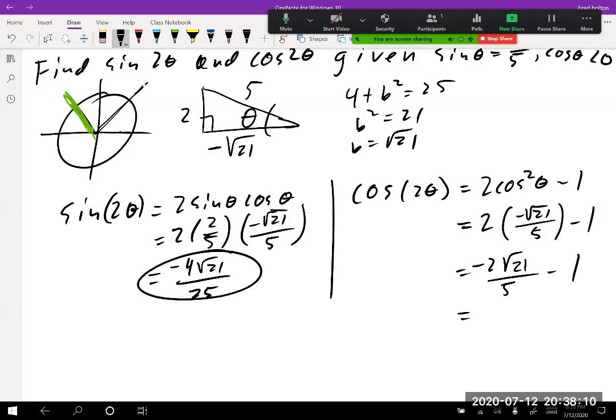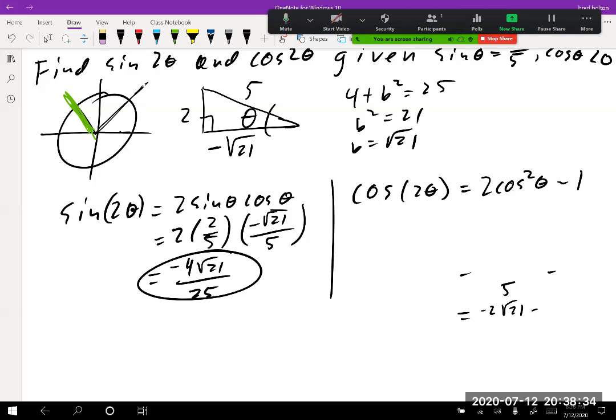Oops, I'm doing the wrong problem. Hold on. Yeah, okay, so this would be what? Negative 2 square roots of 21 minus, let's see. Oh, I know what I did wrong. Okay, I know what I did wrong. Hold on. Yeah, I just noticed. I forgot to square it.